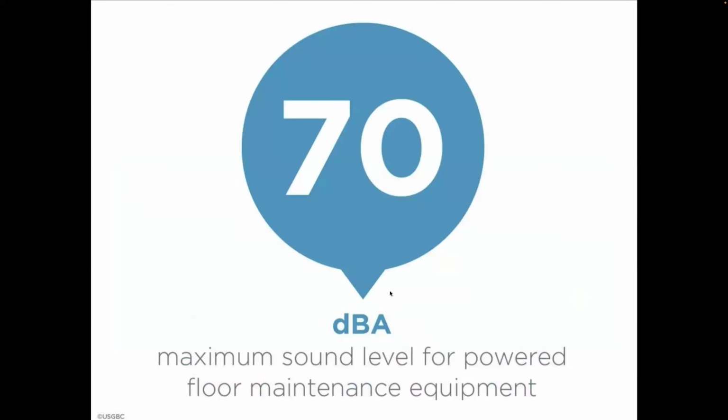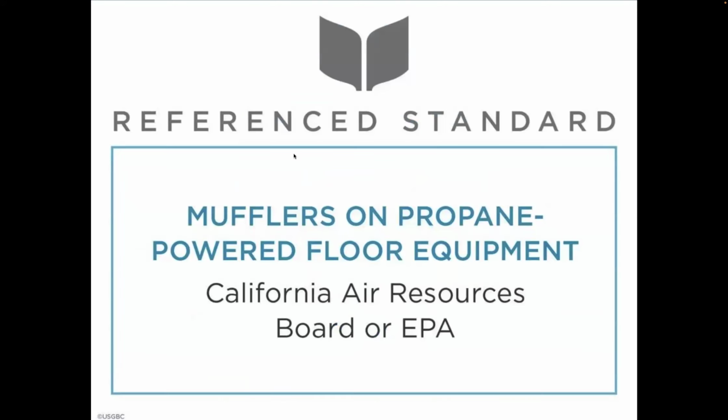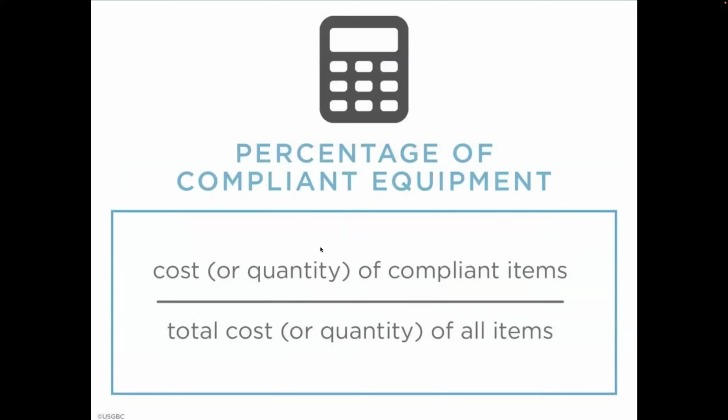Again, maximum sound decibels for equipment has to be less than 70 decibels. Mufflers on propane powered equipment. Again, you definitely don't want that in your building, but would they have mufflers on them? And again, cost per compliant items versus total cost. Again, everything's by cost.